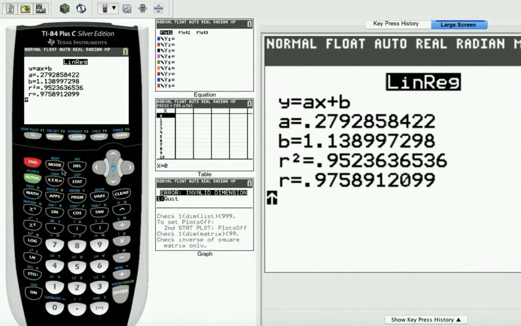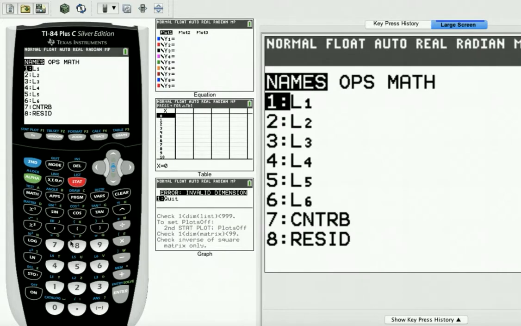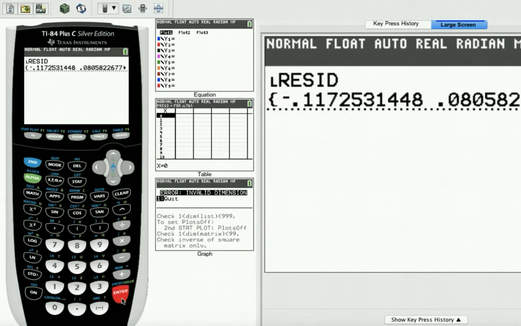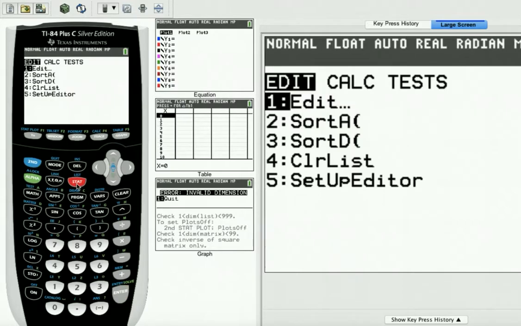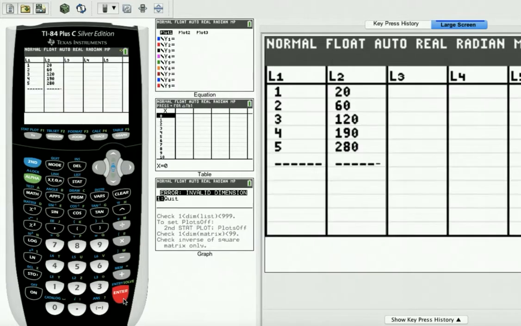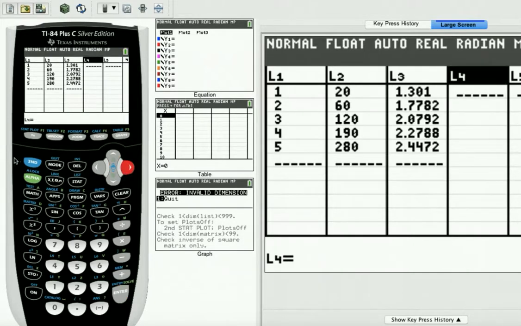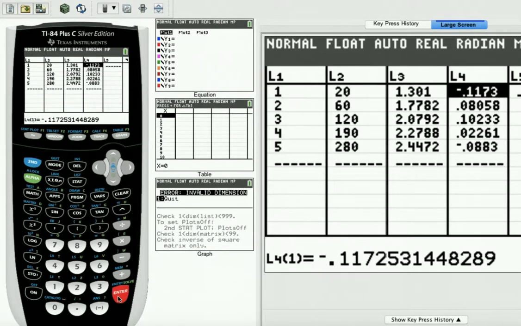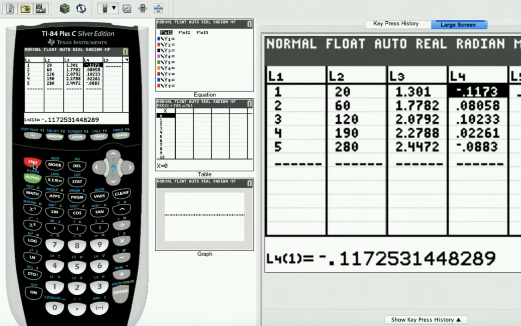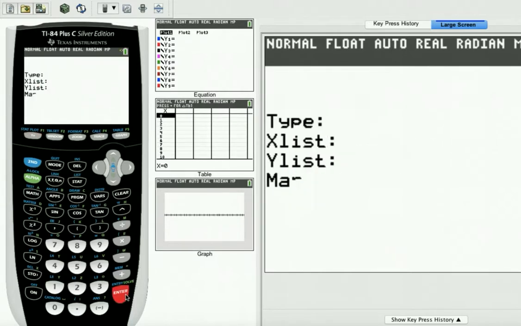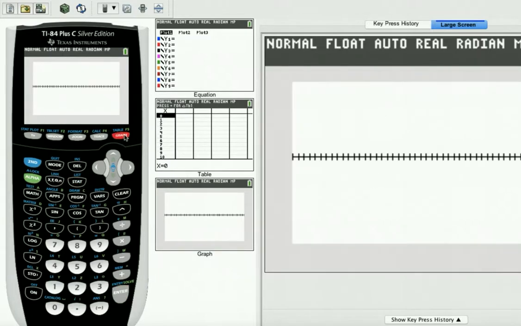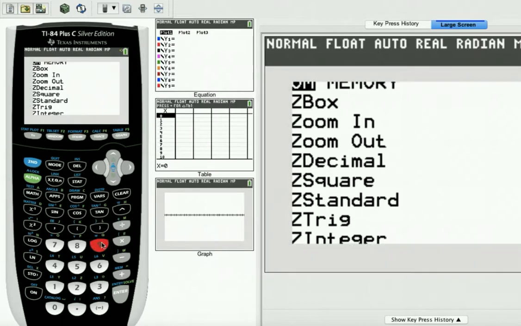All right, so I'm going to go get my residuals. So I'm going to do second stat to get my list. Do residuals. Hit enter. Okay, so now we're going to go to edit again. And then in L4, we're going to put our residuals. Okay, so now we want to do our residual plot. I already have my y as L4, so that's good. I'm going to go to graph and zoom step.